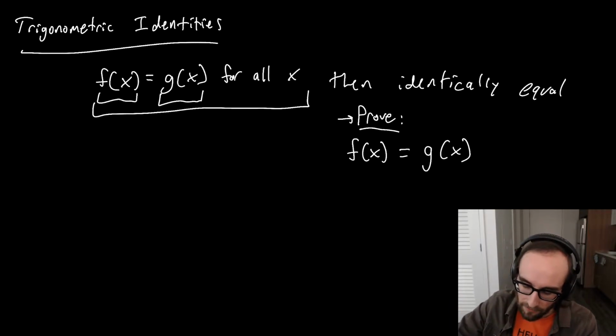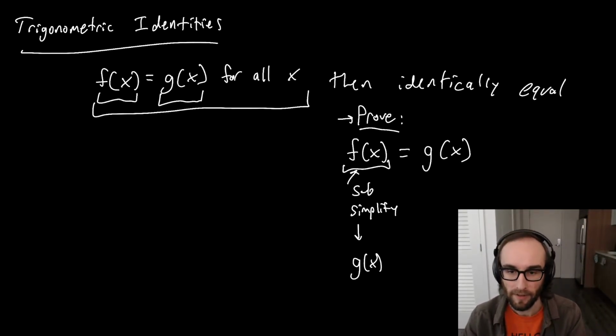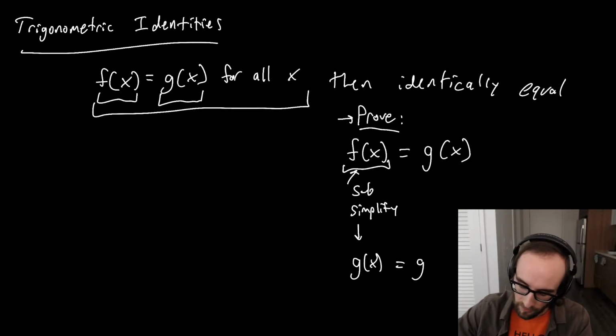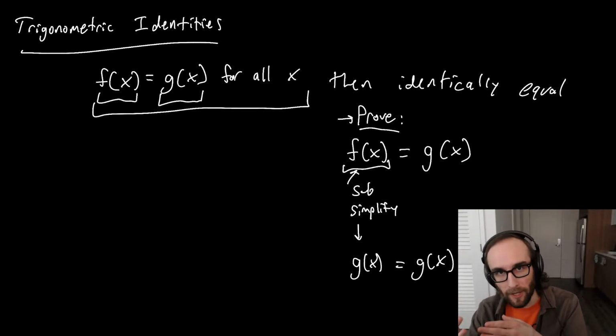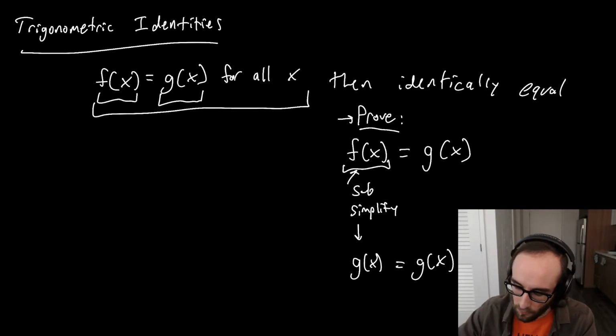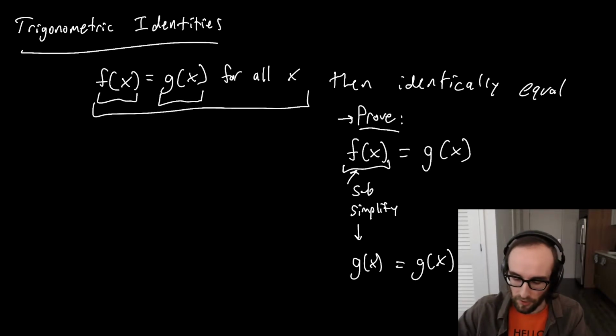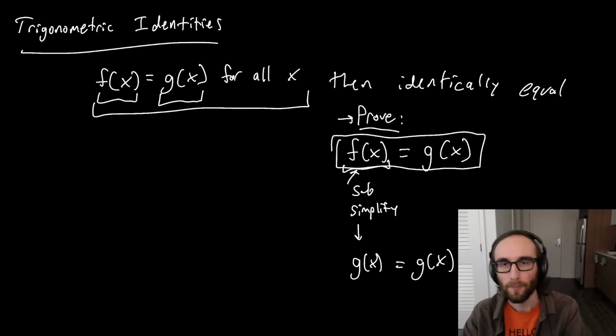So we're taking f of x, for example, and we're going to substitute values. We're going to simplify and work with it until eventually we show that we end up with g of x on the left side. And at that point, we've shown that f of x, when we work with it a little bit, not changing the values of f of x, just substituting, is equal to g of x. So at that point, we have proven that this original identity is true.